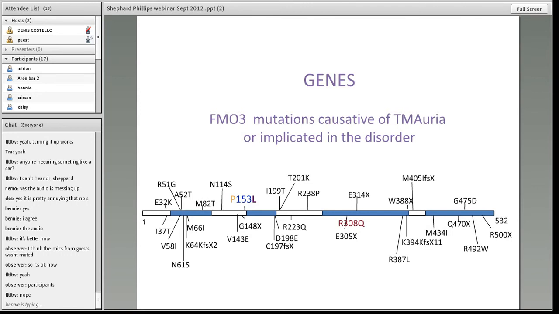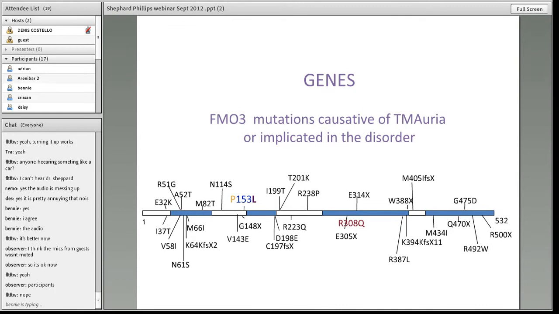As you go along this bar, you can see different positions. One other one I'd like to just point out is E305X. If you just run your eye along the bar, X means stop. It means a change in the DNA that says stop protein synthesis. So in a person that has that mutation, they make a protein that's only 305 amino acids long. And of course, that's a protein that is too short and cannot carry out its function.